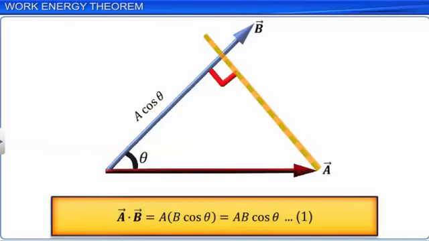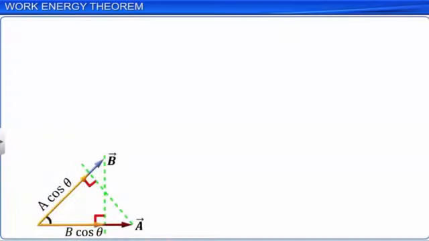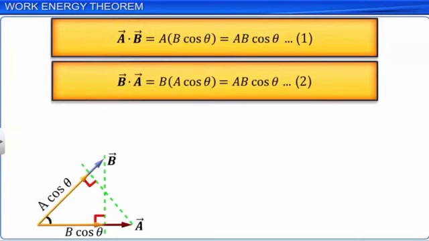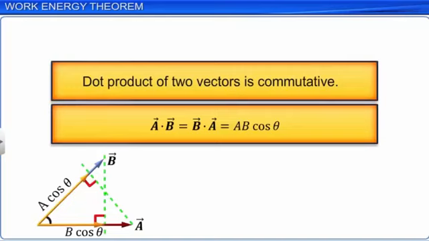Similarly, we see that A cos theta is the projection of vector A on vector B. So, the dot product of vectors A and B can be written as B into A cos theta, which is equal to AB cos theta. Let this be equation 2. From equations 1 and 2, we see that A dot B is equal to B dot A, which is equal to AB cos theta. Thus, the dot product of two vectors is commutative.